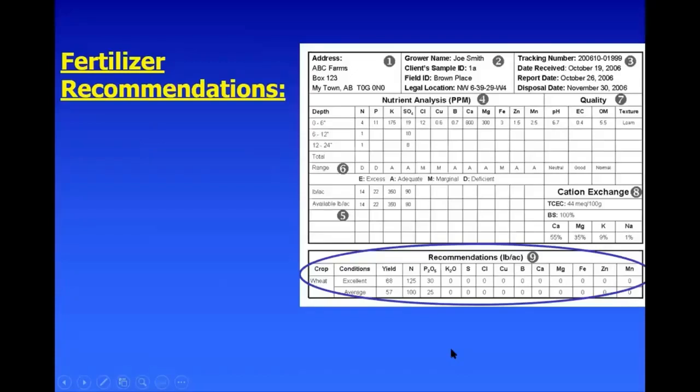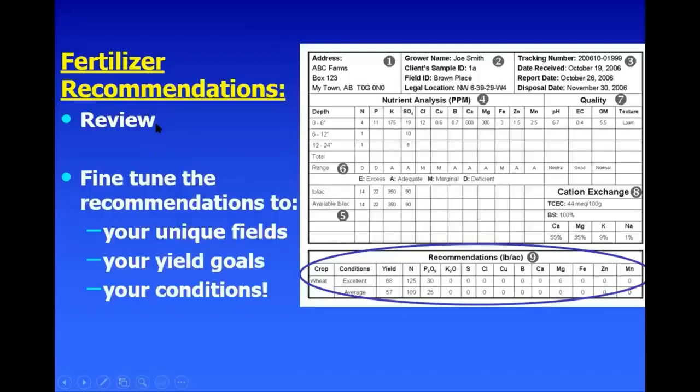And finally, it comes to fertilizer recommendations. I always suggest to farmers review those, but these are general recommendations that the lab is going to give you. And really, it's up to you to start doing fine tuning. You have unique fields. Some fields are going to be better yielding, or maybe not as good yielding. You know how your fields perform. You know what your yield goals are. There are various field conditions, if you have good moisture going into spring or poor moisture.